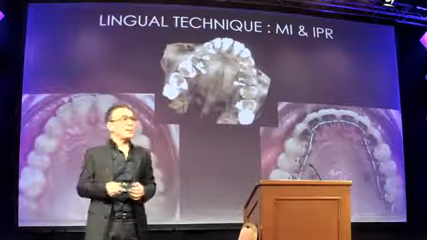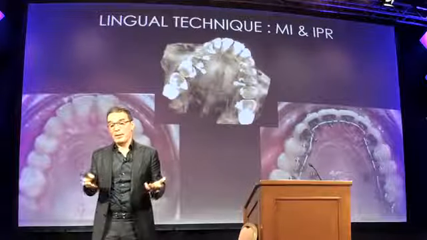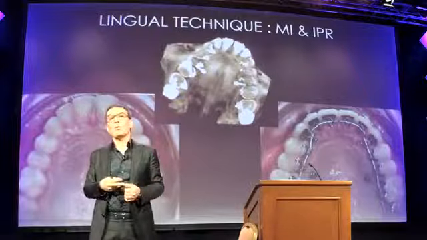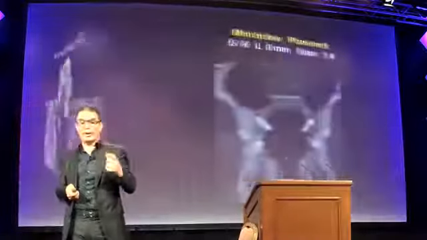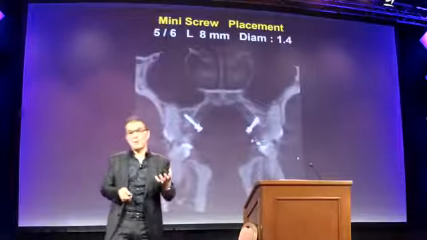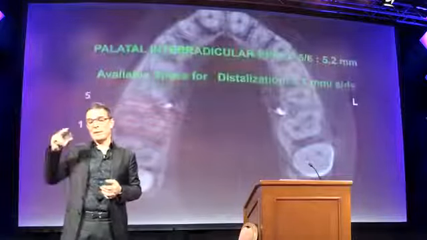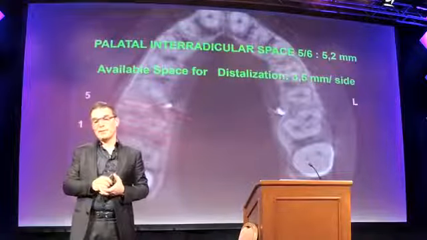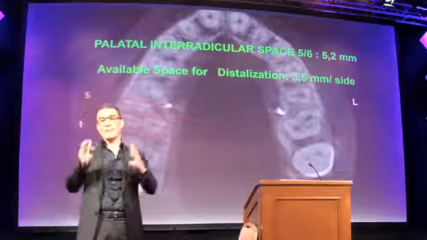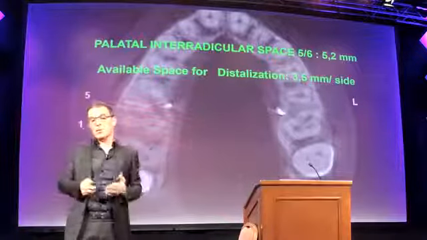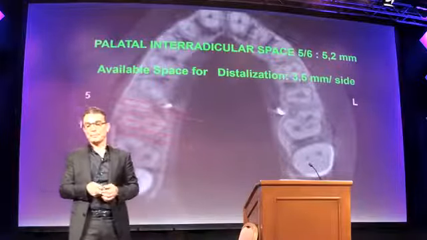In lingual technique, when I'm placing the mini screws in the palatal surface, the palatal area, most of the time we need only 1 step, because that interradicular space is very wide. It's 5.3 millimeters, I think, 5.2 millimeters at the height of 8 millimeters from the gingival margin. So 5.2 millimeters between the 5 and the 6 on the palatal, versus 3.2 on the labial between 5 and 6.